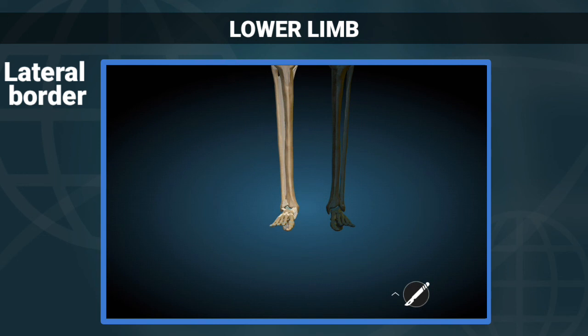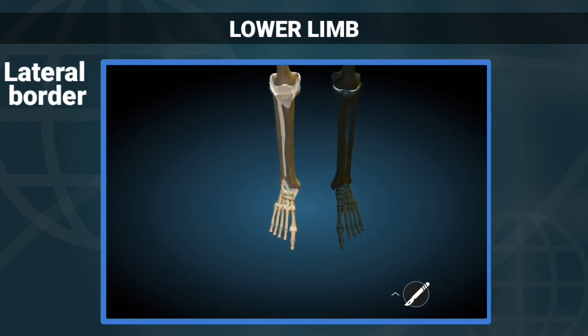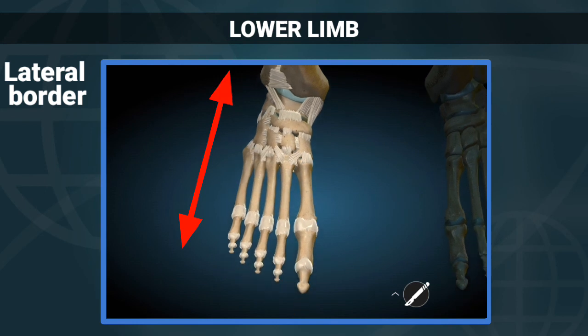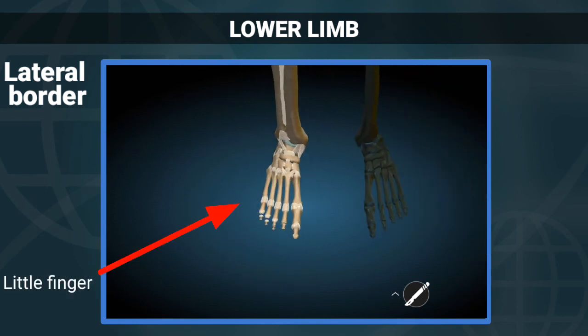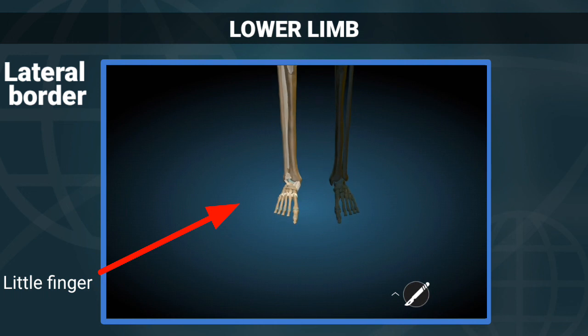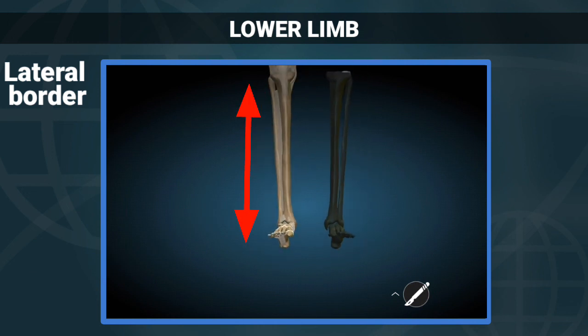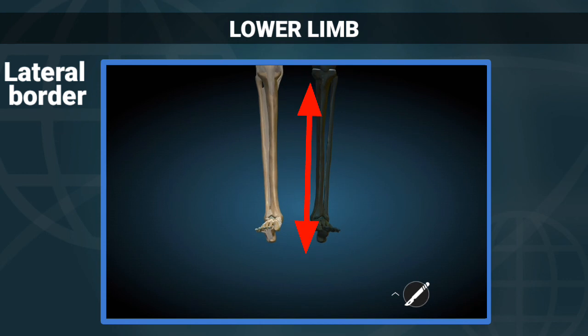The lateral border of the lower limb. The lateral border of the lower limb lies along the little toe of the lower limb. This is the little toe of the lower limb. The lateral border of the lower limb. The medial border of the lower limb.